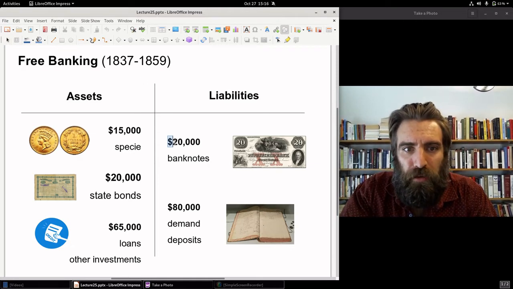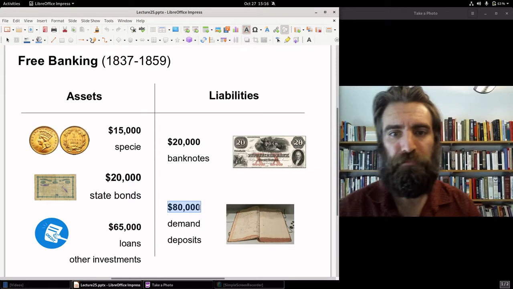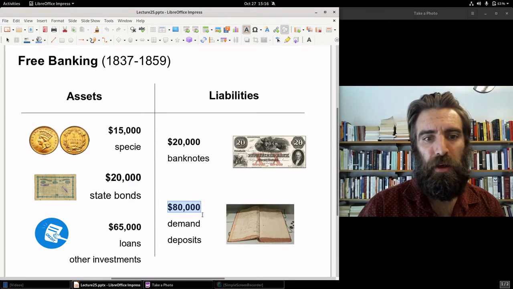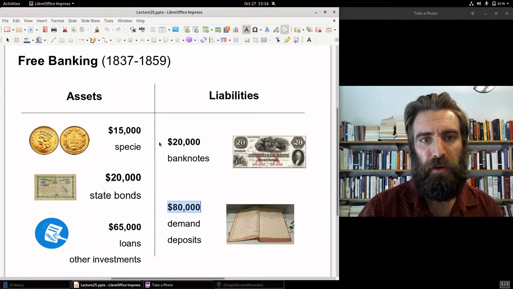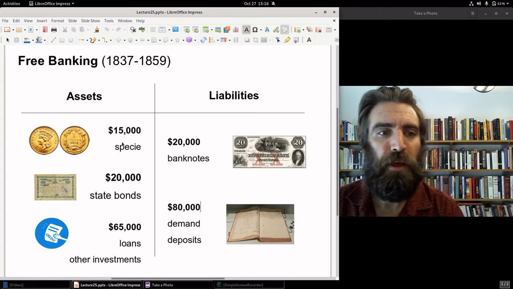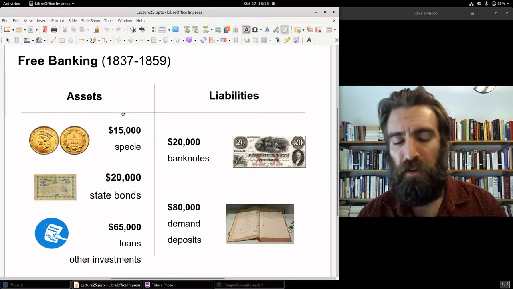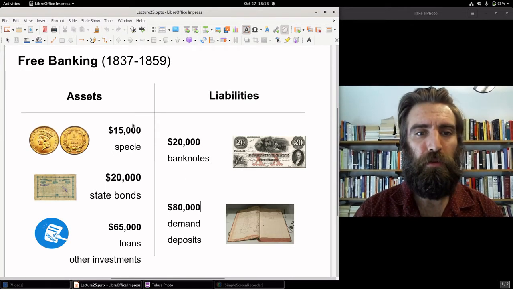The liabilities: we have $20,000 of bank notes for this bank and $80,000 in demand deposits. So that's $100,000 in demand obligations that the bank must account for. This bank chooses a 15% reserve ratio. Not a bad ratio, 15%. So what does that mean?